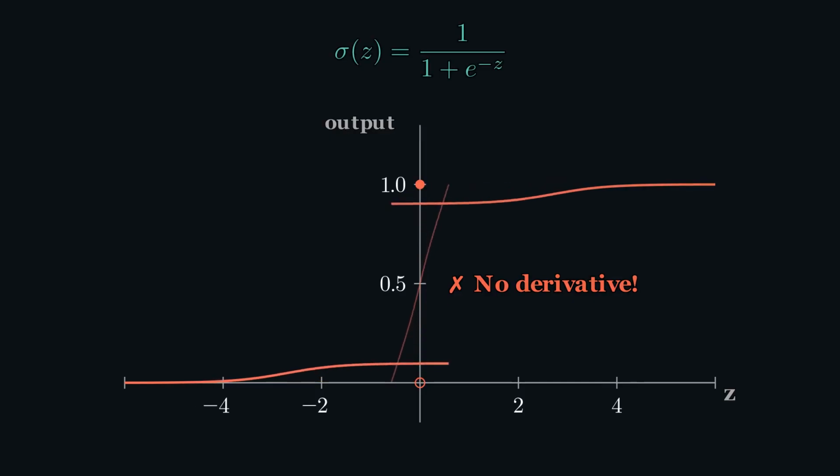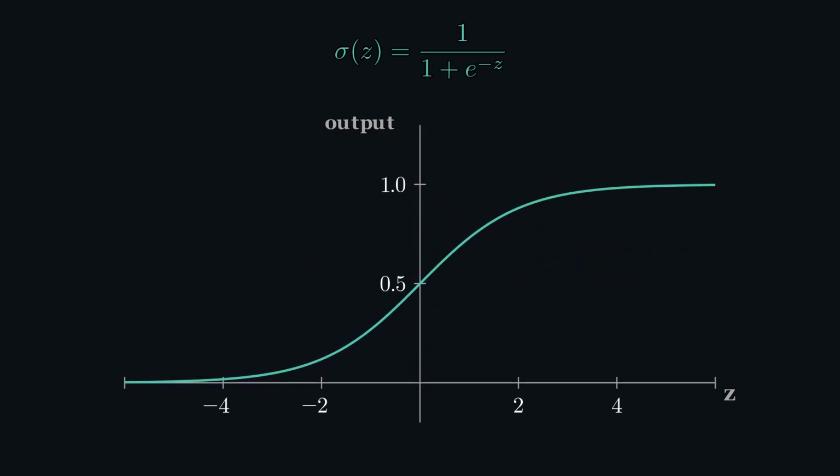The solution is the sigmoid function. Sigma of z equals 1 over 1 plus e to the negative z. It's a smooth switch that glides continuously between 0 and 1. At z equals 0, sigma is exactly 1/2, the perfect coin flip. As z increases, the output approaches 1. As z decreases, it approaches 0.